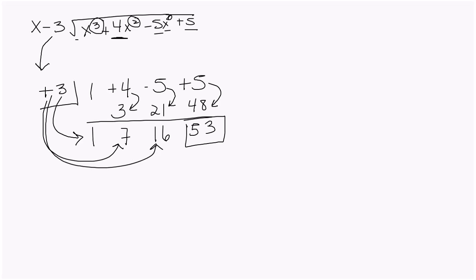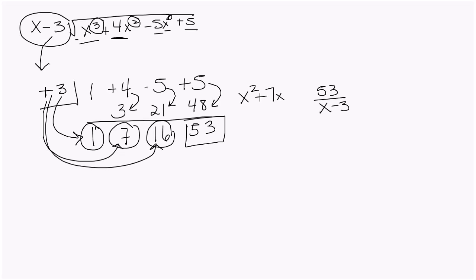This number here is going to be our remainder, and our remainder goes on top of x minus 3. So 53 over x minus 3 is our remainder, and then this 1 is the coefficient of 1 degree lower than x to the power of 3. So we have x to the power of 2 plus 7x plus 16 plus 53 over x minus 3. This is our answer using synthetic division.